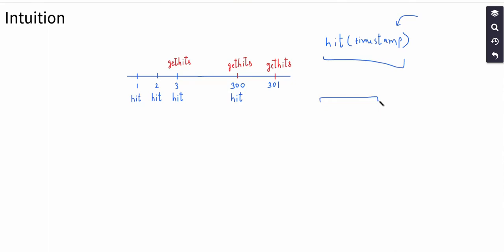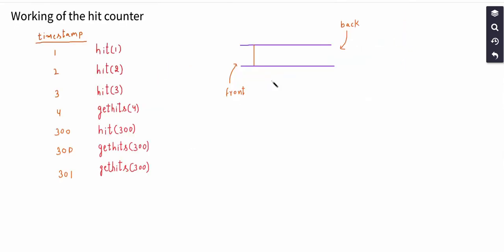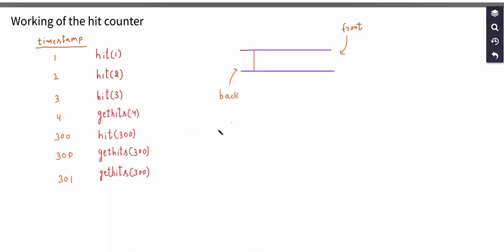So which type of data structure can be used to solve this problem? We can simply use a doubly ended queue where we can record these hits, and then whenever the number of hits is required, we simply resize our queue so as to get the number of hits in 300 seconds. So what do we need? Why do we need a queue here?